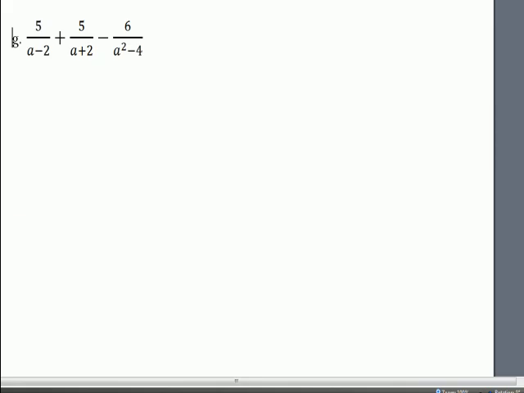Let's look at G. On G, I have three terms here, but I'm really going to want to start by first factoring each of the denominators. The a minus 2 and a plus 2 are already factored. Let's factor that third one then. So this should look like 5 over a minus 2, plus 5 over a plus 2, minus 6 over a squared minus 4. That's a difference of two squares. That is going to factor to a plus 2 times a minus 2.